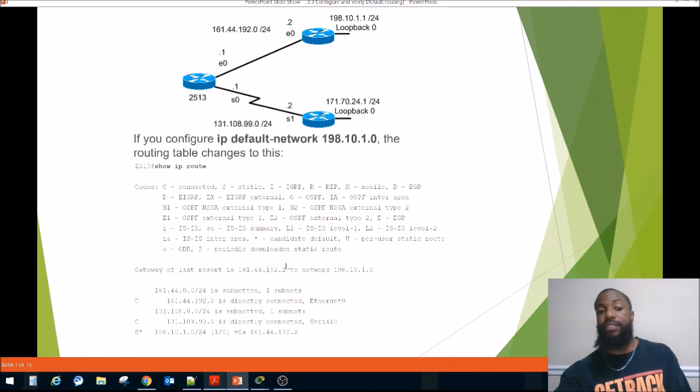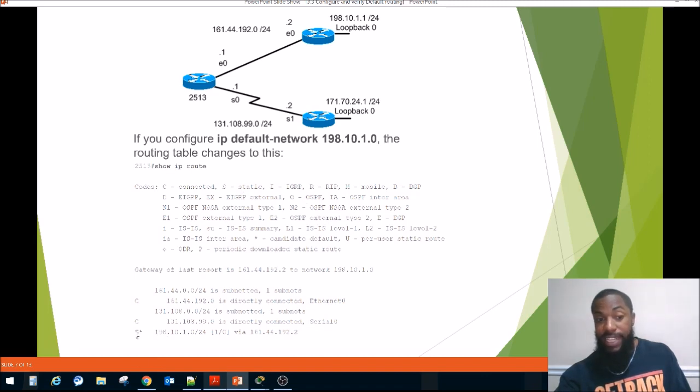use this interface. But when we typed it, we said IP default network. Notice we didn't put a specific interface when we typed it in. We just put in a network. And essentially, it became our static route. Because remember, a default route is a type of static route. That's why it came up here. You don't see no D's in here talking about default route, right? It's a static route.